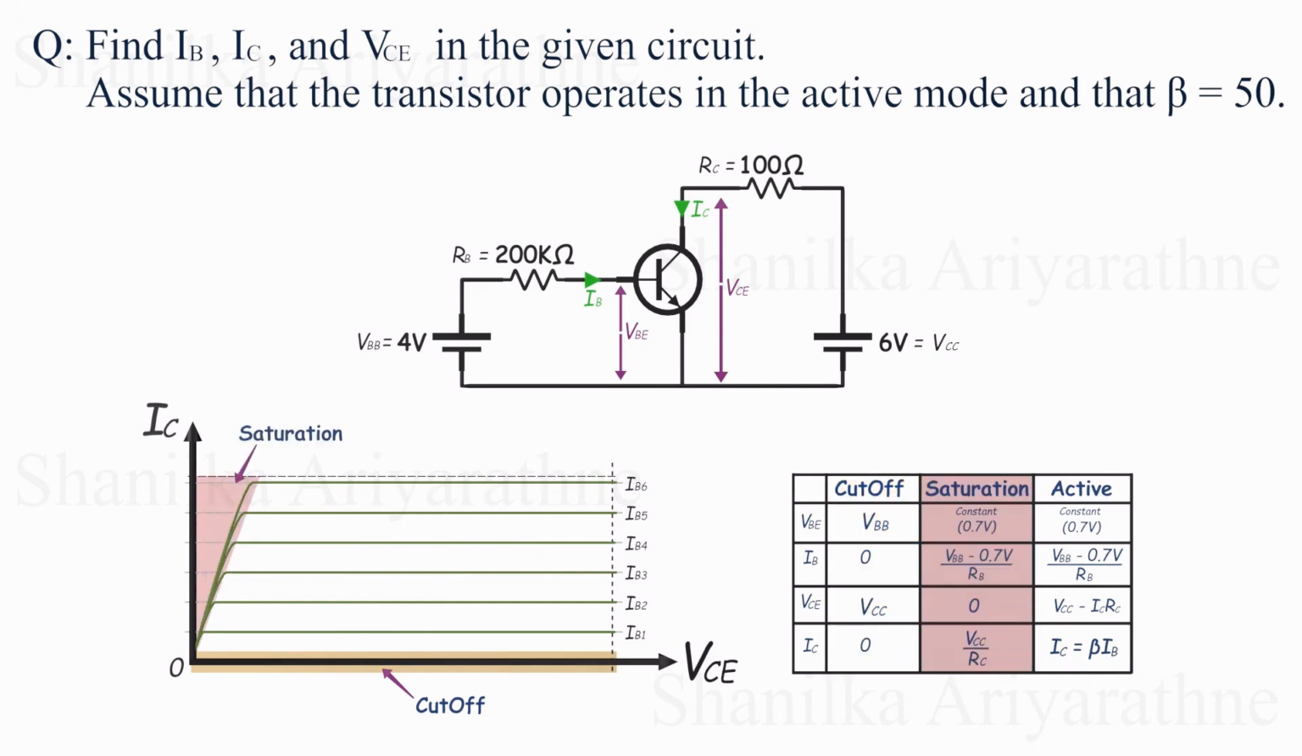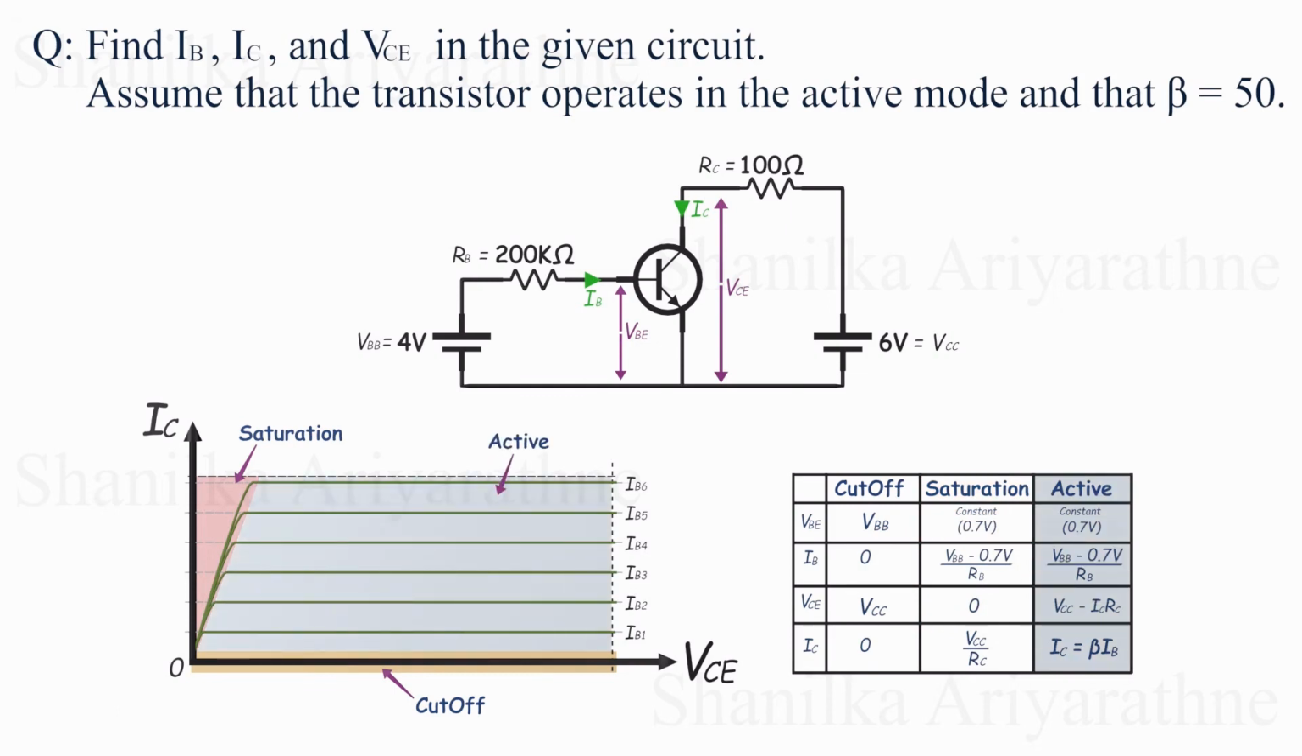Next up is the saturation region. Here the transistor behaves like a closed switch. Current flows freely from collector to emitter, and VCE drops to nearly 0. The base emitter voltage, VBE, stays around 0.7 volts. We can calculate the base current by applying Ohm's law across the base resistor. When using transistors as switches, we typically operate them in just these two regions, cutoff for off and saturation for on. Finally, there's the active region, and this is the mode we're dealing with in our problem.